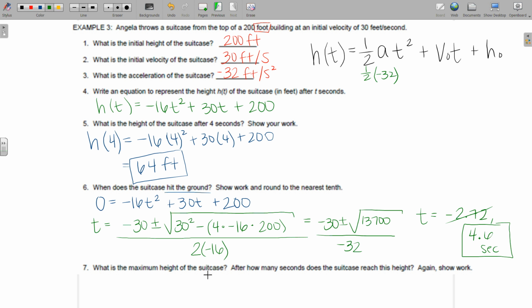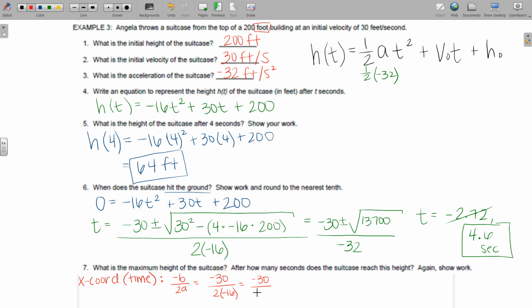What is the maximum height of the suitcase? After how many seconds does the suitcase reach this maximum height? Again, show work. In this case, we are looking to find the x and y coordinates of the vertex. So the first thing we need to do is find the x coordinate, and remember that the x coordinate is going to give you that time. So it's the time when you reach that maximum height. So in this case, you have to do the opposite of b over 2a. So in this problem, that's negative 30 divided by 2 times negative 16.